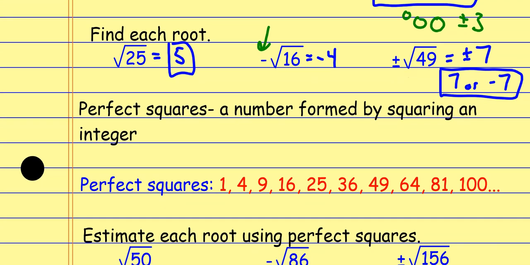So perfect squares: a number formed by squaring an integer. If you remember, our perfect squares are 1, 4, 9, 16, 25, 36, 49, 64, and so on and so forth. Hopefully you have a couple of these memorized. Basically it's just saying, hey, 1 squared is 1, 2 squared is 4, 3 squared is 9, 4 squared is 16, 5 squared is 25, and the list goes on. 11 squared is 121, then 144, then 169, 196, 225, all right?